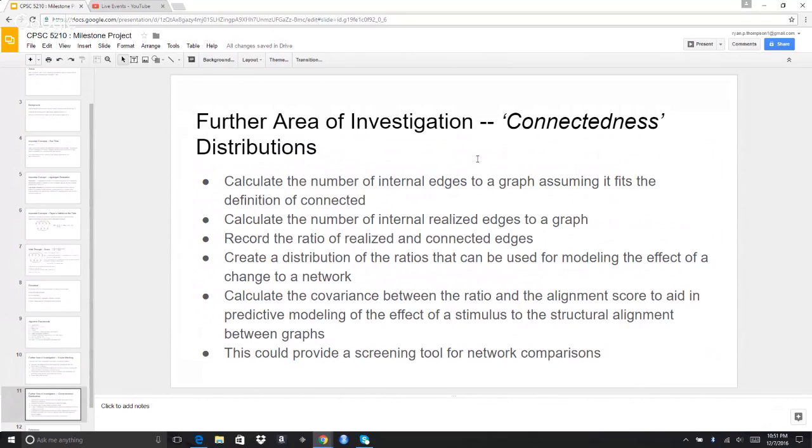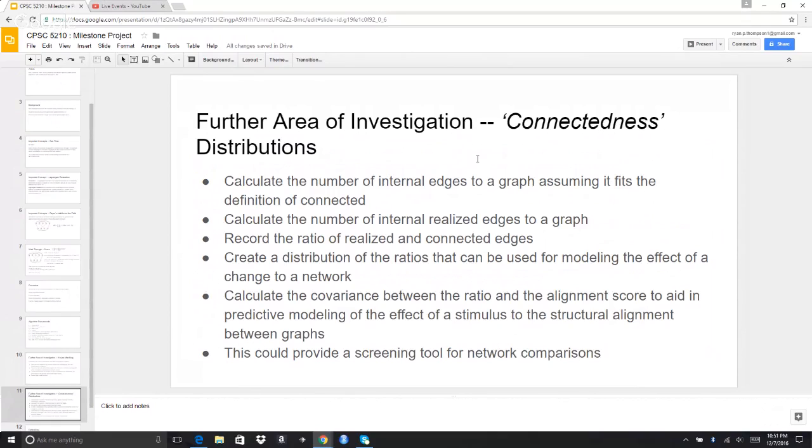So the goal here in my framework is to take this ratio of potential to realized and have a distribution of it, so that you can look at the covariance between this alignment score that the author calculates and the internal changes. So if you apply stimulus to this topology and the internal number of connections change or break, you'd be able to record that. You would know how the potential inside changed from one measure to the other, how this ratio changed. And then you know the alignment score.